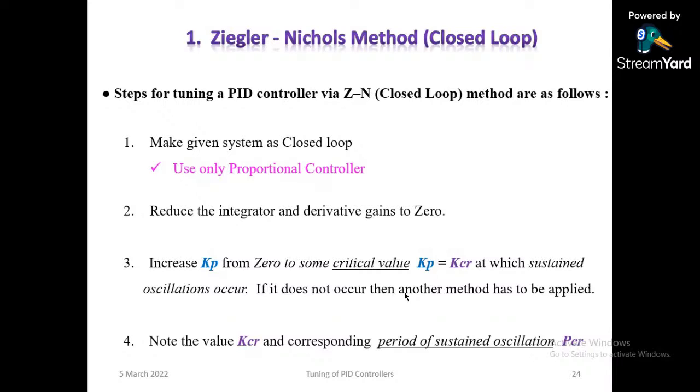Note that the value of KCR, note it down somewhere in your notebook, and the corresponding period of sustained oscillation, PCR. You know the normal time period: the time required to complete one complete cycle. So note down both values in your notebook: the value of KCR at which sustained oscillations occur, and the value of PCR, the period of sustained oscillation.